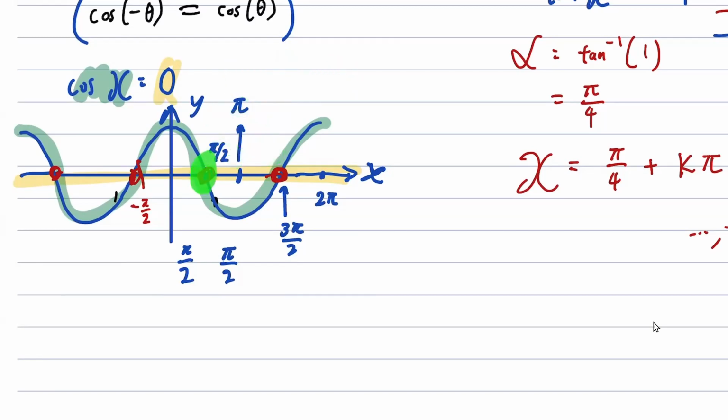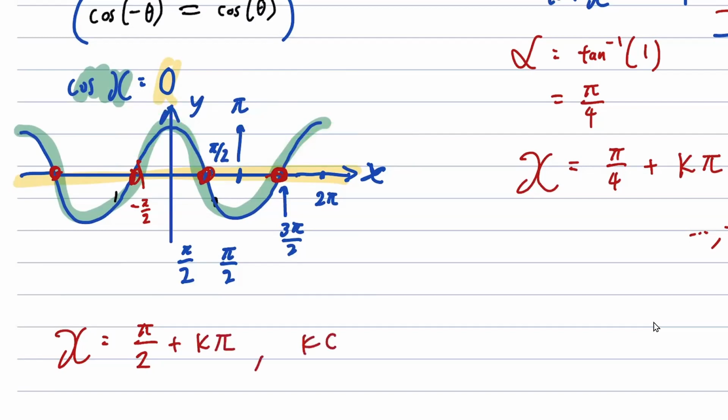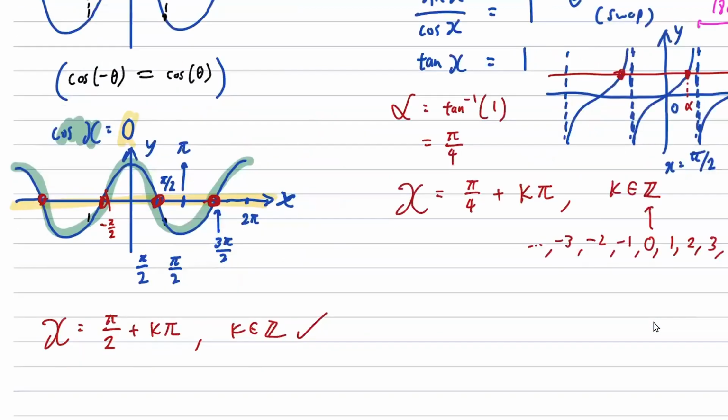So let's just start with the one that is positive and closest to the origin. In this case, pi by 2. So that means x equals pi by 2. How do you reach all the other solutions? Plus, take one step of pi, 2 steps of pi. So it's also k pi. Exactly, yes. For this question, it is plus k times pi. Good. Okay, that's the answer. k is an element of natural numbers. Understand? Okay, good.